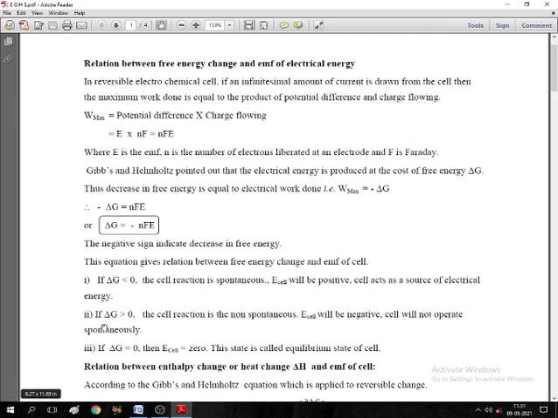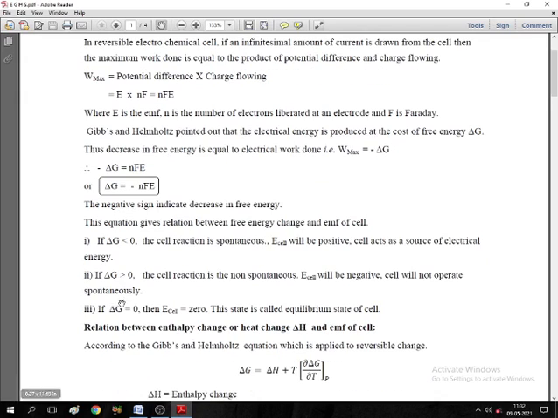Now the second possibility is delta G greater than 0. That means it will be positive. The cell reaction is non-spontaneous. It will not occur at its own accord. It does not happen on its own; the reaction happens only when an external source is given. E cell will be negative. The cell will not operate. That means it is not acting as a galvanic cell or voltaic cell. It may act as an electrolytic cell or voltameter, right? The cell will not operate spontaneously. Now this is the second possibility.